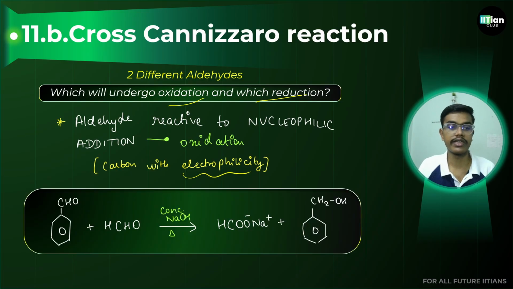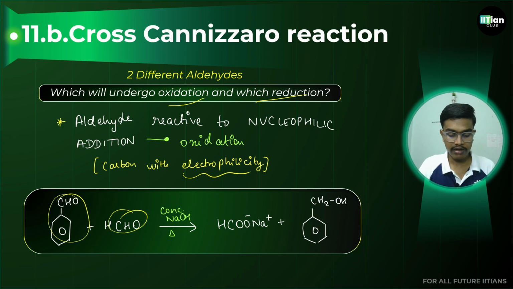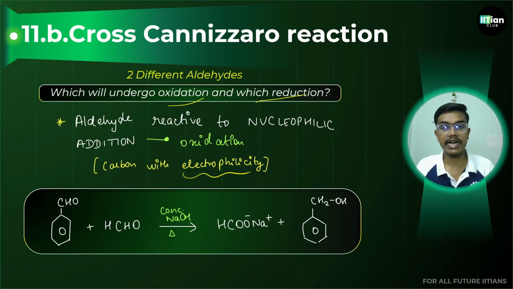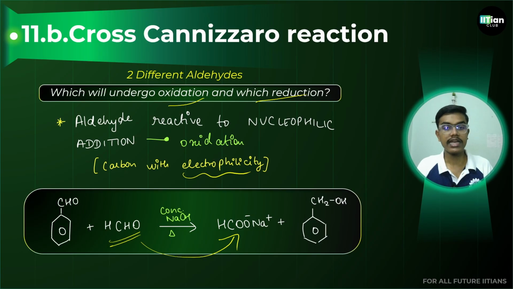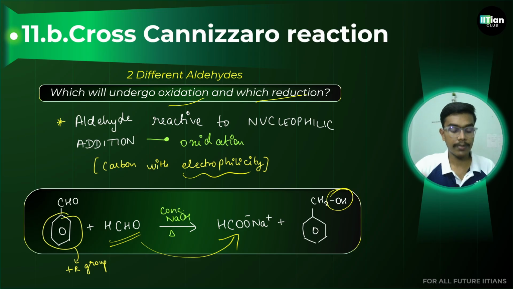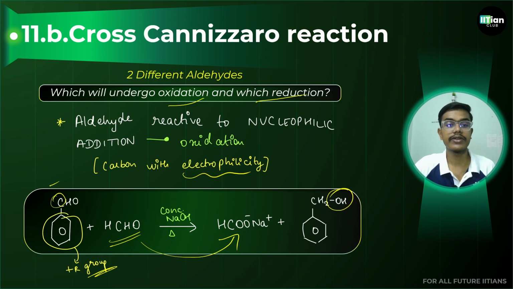You can check out the example over here. You see that here you are having benzaldehyde and here you are having formaldehyde. And when you are reacting this with concentrated NaOH, you see that as formaldehyde is more electrophilic, it is getting oxidized to a sodium salt of carboxylic acid, and the other one is getting reduced to alcohol. And benzaldehyde is more nucleophilic because of the presence of the plus R group. Benzene is plus R, and so this carbon is electron rich, and hence you can understand this.